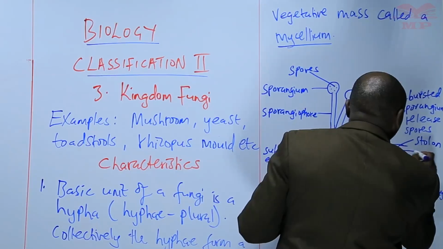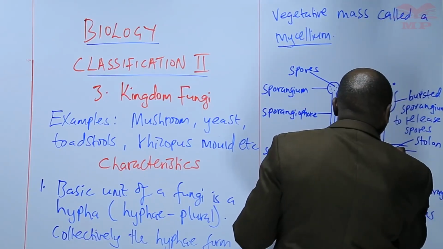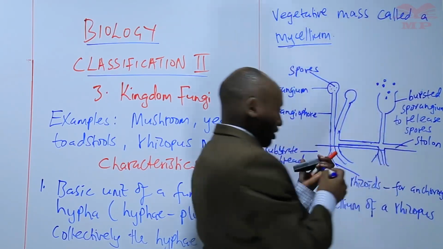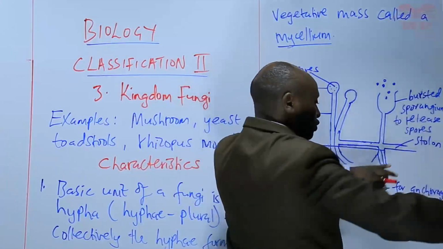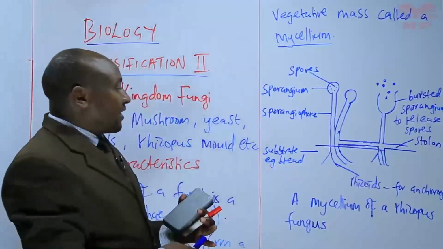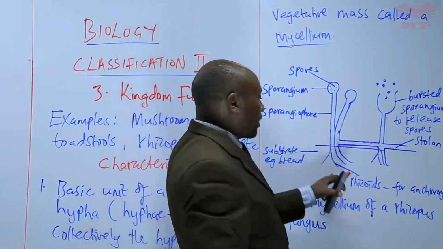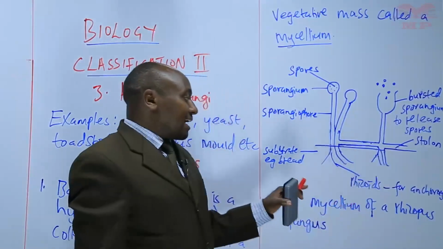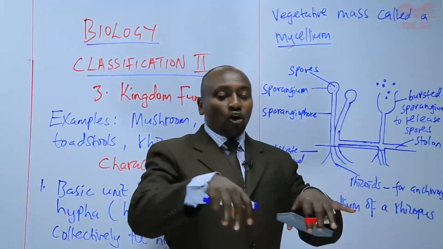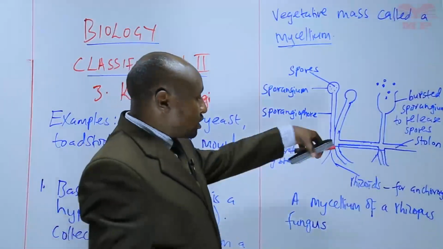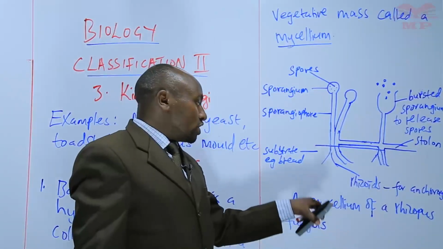The horizontal one is referred to as the stolon. It helps the fungus to spread from one point to the other to form a mass. Then finally we have the rhizoids. They look like roots and they are for anchorage. They help the fungus to anchor onto the substrate, onto the food substance in which it is growing.